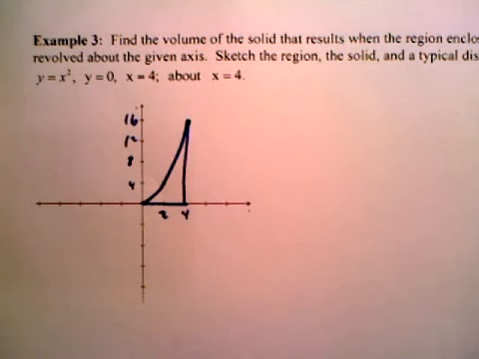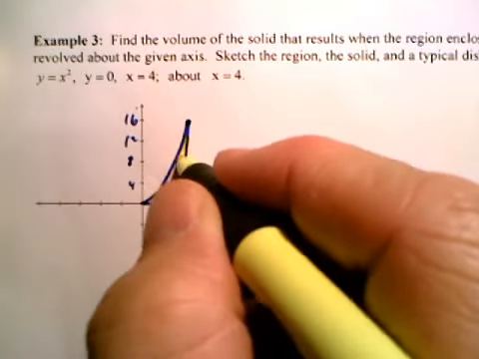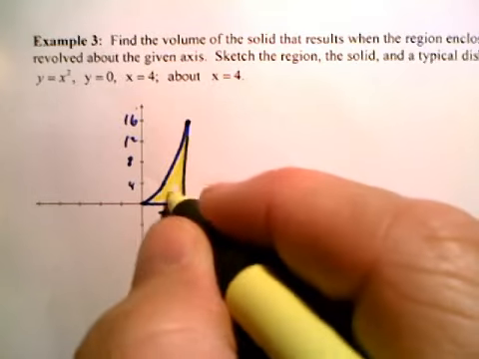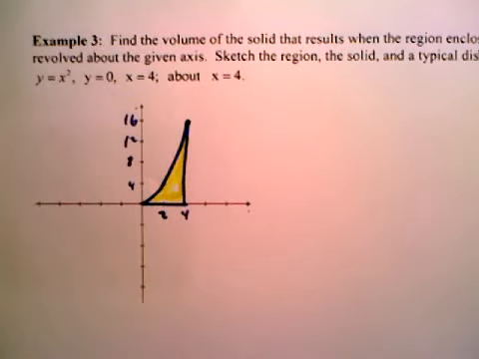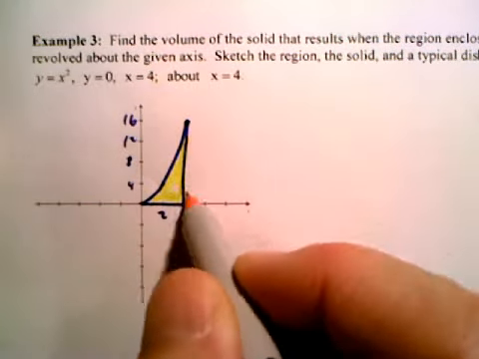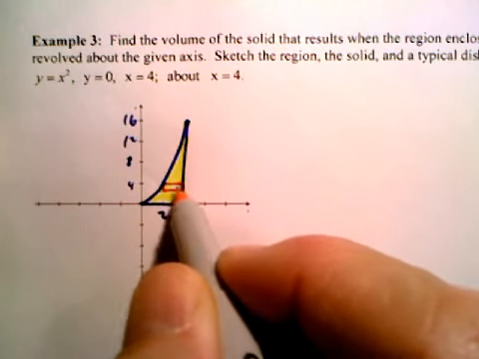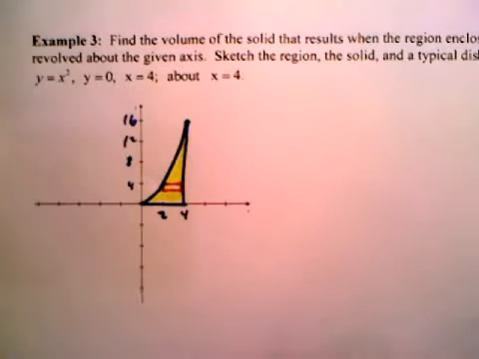Now we're going to rotate this region around the line x equals 4. So we're not rotating it around a horizontal line anymore. We're going to rotate it around a vertical line. We're going to apply the same principles. We drew the curve, and then we're going to draw a rectangle. But if we're rotating it around the vertical line, our rectangle is going to be horizontal. The rectangles before were all vertical.